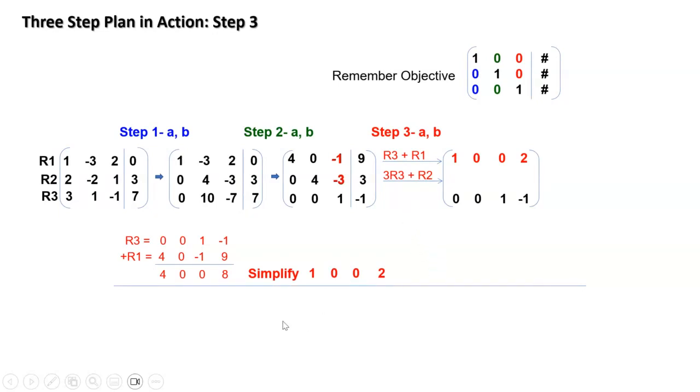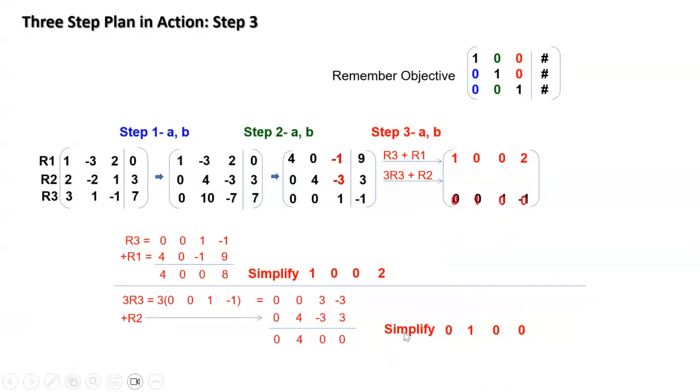Now let's do 3 times row 3 plus row 2. So 3 times row 3 will be 3 times 0, 0, 1, -1, and the result is 0, 0, 3, -3. Add it to row 2. We just bring row 2 over. And then after we execute the operation, it's going to give us 0, 4, 0, 0. We can divide everything by 4, right? So to simplify, we divide everything by 4. It's going to give us 0, 1, 0, 0, and that's my new equation, or row number 2.